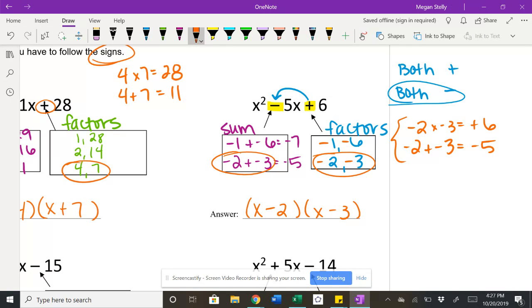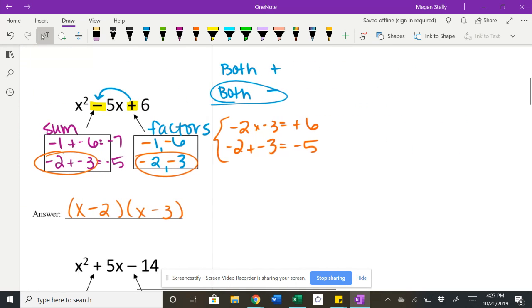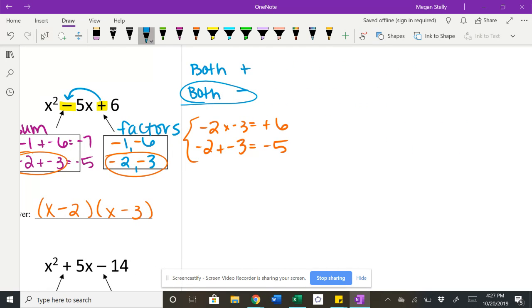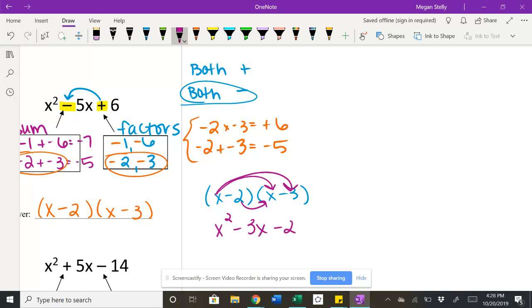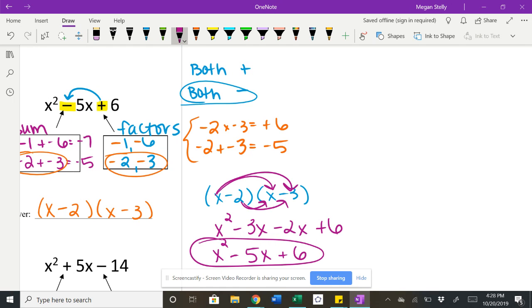Now just to show you that factoring is the opposite of distributing, I'm going to do a little work off to the side, where I take my two binomials and distribute them, I'm sorry. So x times x is x squared, x times -3 is minus 3x, -2 times x, and -2 times -3. Combine like terms there in the middle. That should be a minus. And there we have our trinomial, which is the same one that we started with.